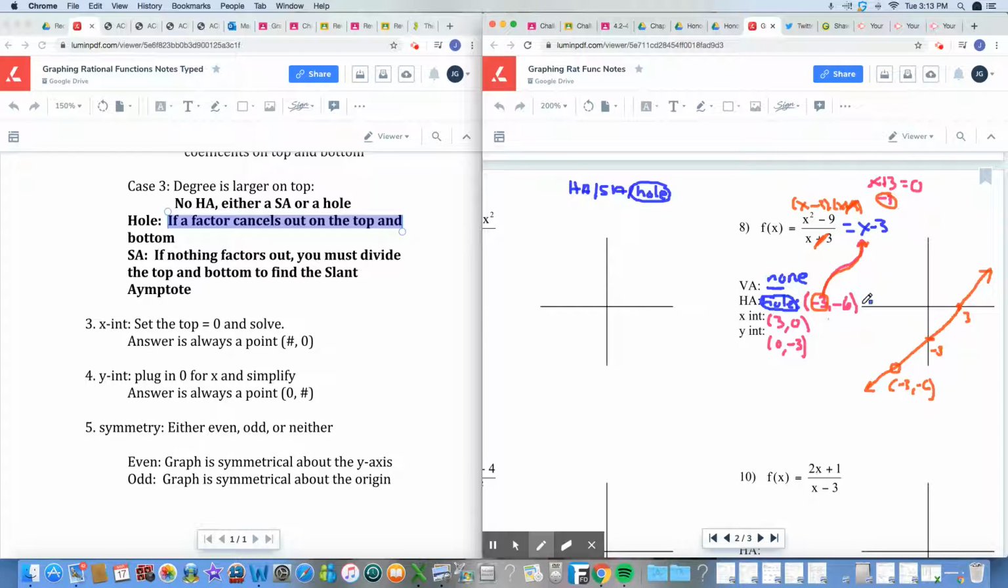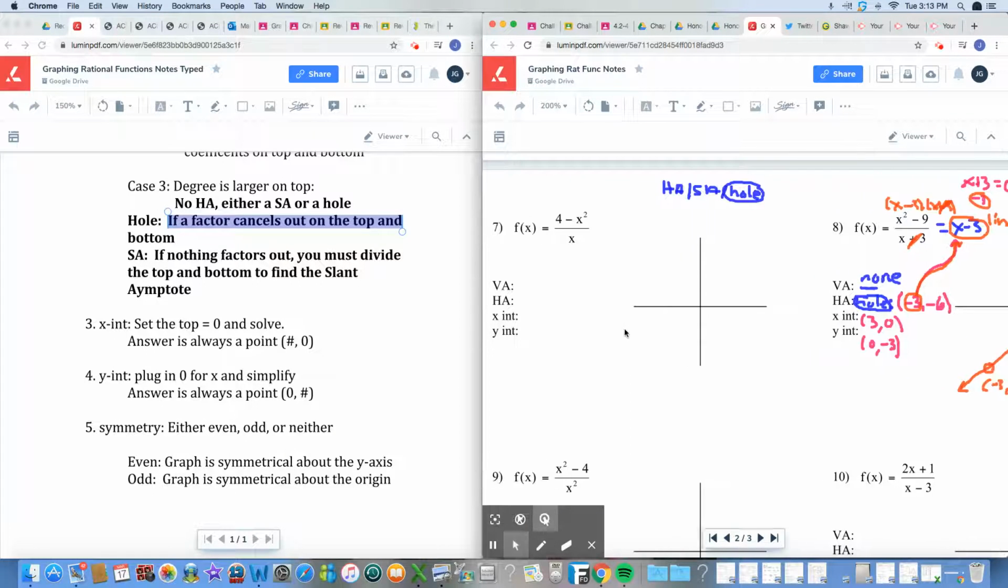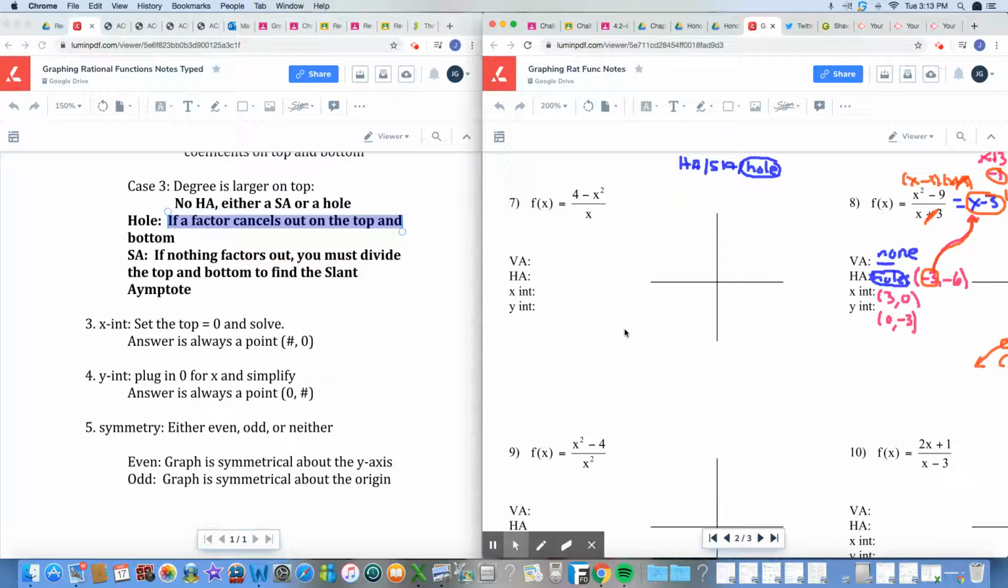X-intercept, y-intercept are the same thing. This is what you graph, and this is a line. It's linear, right? That is a line, all right? So we end up with a line with a hole in it, all right? All right, so let's go and check out 7, all right?